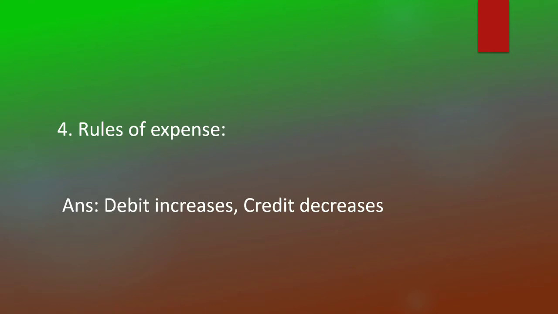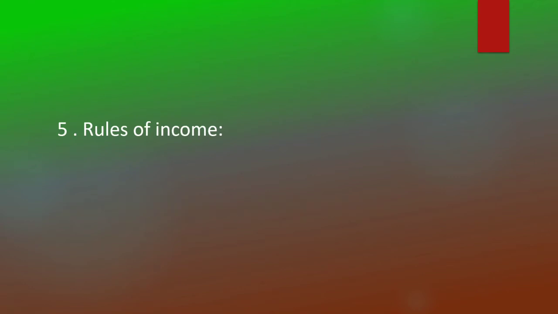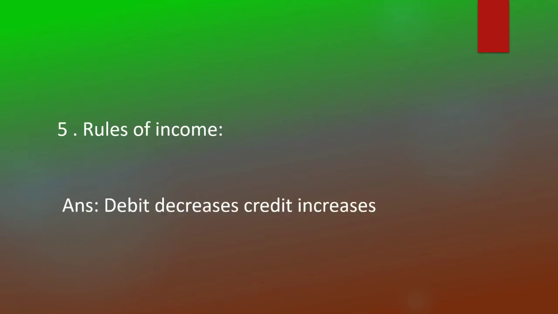Expenses debit ചെയ്യുന്നതെങ്കിൽ expenses increase ചെയ്യും, credit ആണെങ്കിൽ expenses decrease ചെയ്യും. Rules of income. Debit decreases, credit increases. Income debit ചെയ്യുമ്പോൾ income കുറയും, credit ചെയ്യുമ്പോൾ കൂടും.